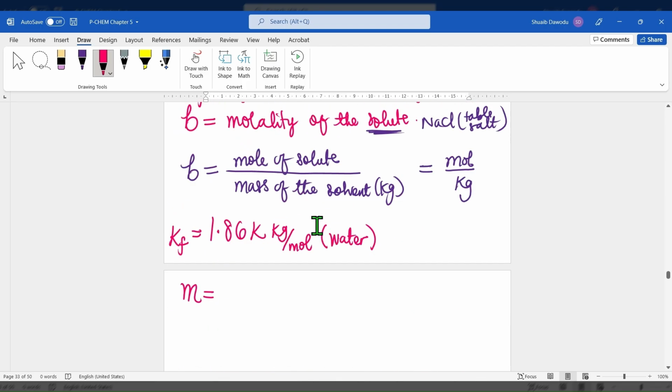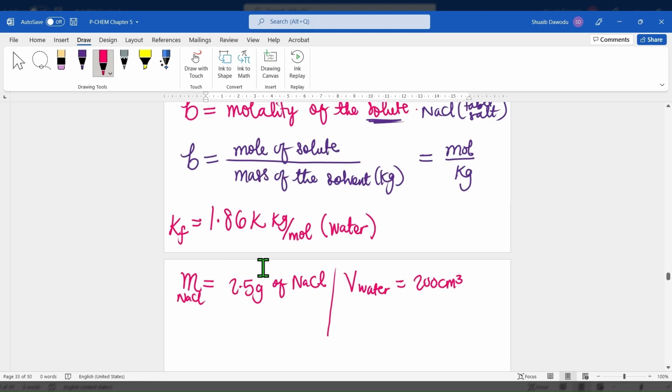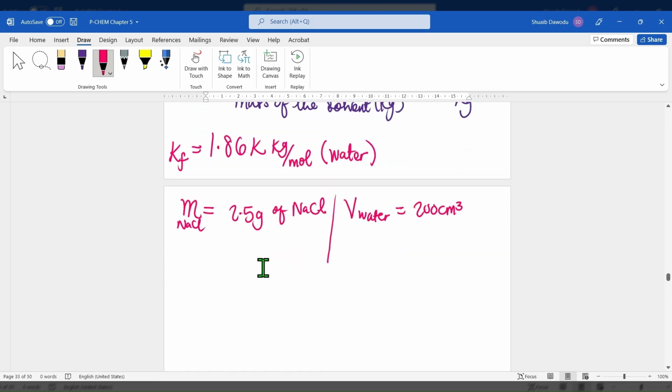From the previous part, we have the mass of NaCl, which is just 2.5 grams of NaCl, okay? And we also have the volume of water, which is simply 200 centimeter cubed. That was what was given to us. But now we have to determine the number of moles of solute and the mass of solvent in kilograms.